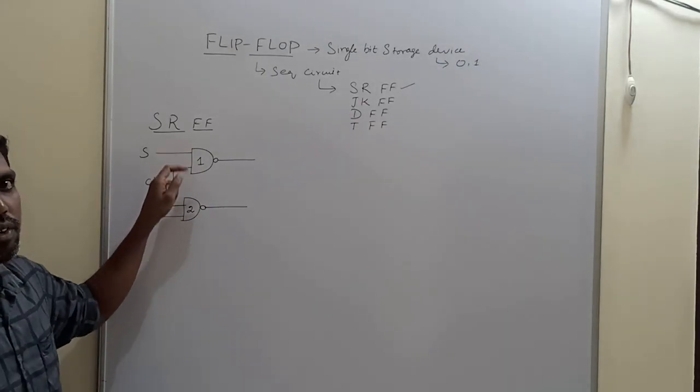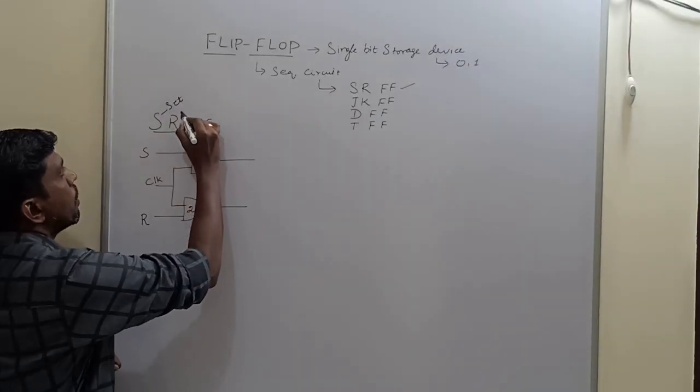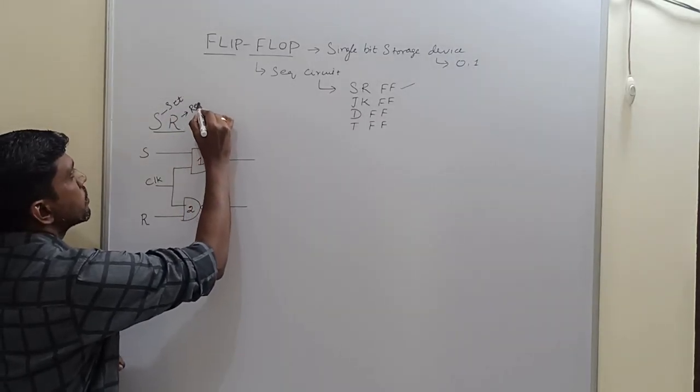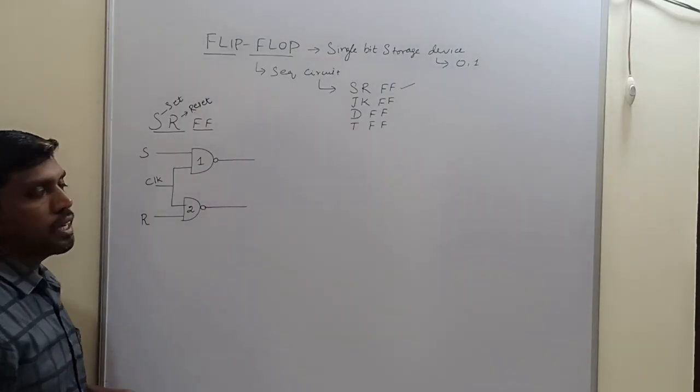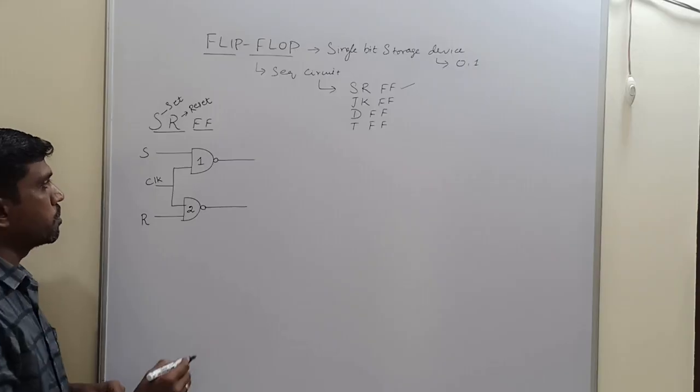In this SR flip-flop, S represents set, R represents reset. Set, reset, flip-flop, so it is simply called the SR flip-flop.